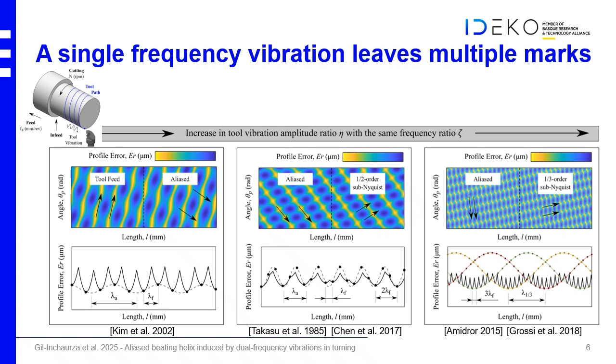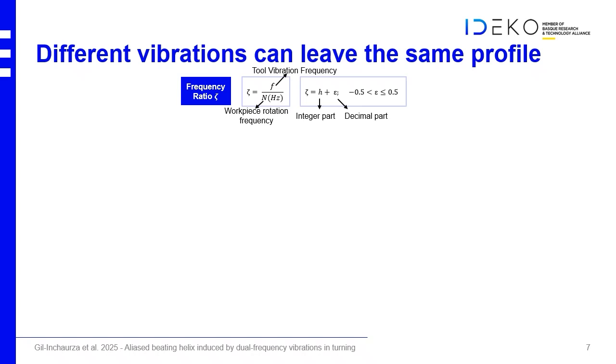So thanks to this work, we could define that the important parameter is the frequency ratio between the tool vibration and the workpiece rotation frequency, and that this frequency ratio is divided in an integral part and decimal part, with the decimal part epsilon that goes from -0.5 to 0.5.